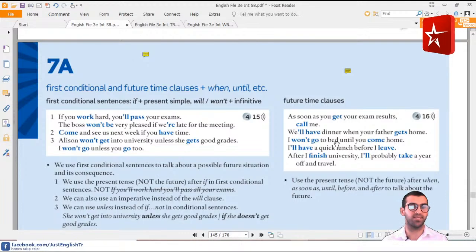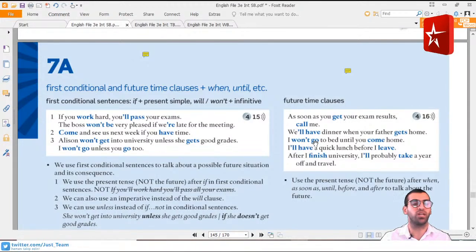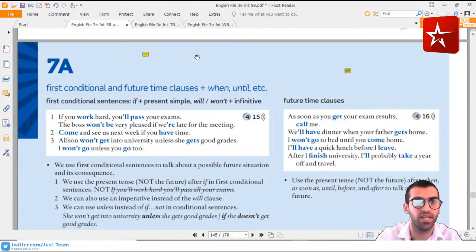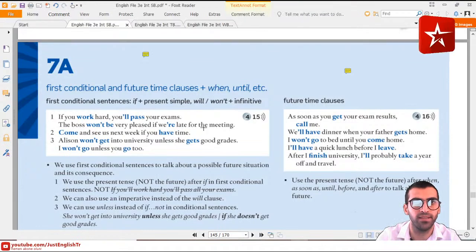Actually, they have a similar meaning, but when you are in a hurry, you will do something urgently. For example, we will have dinner when your father gets home. When you come back, for example, let me write sentences with when.